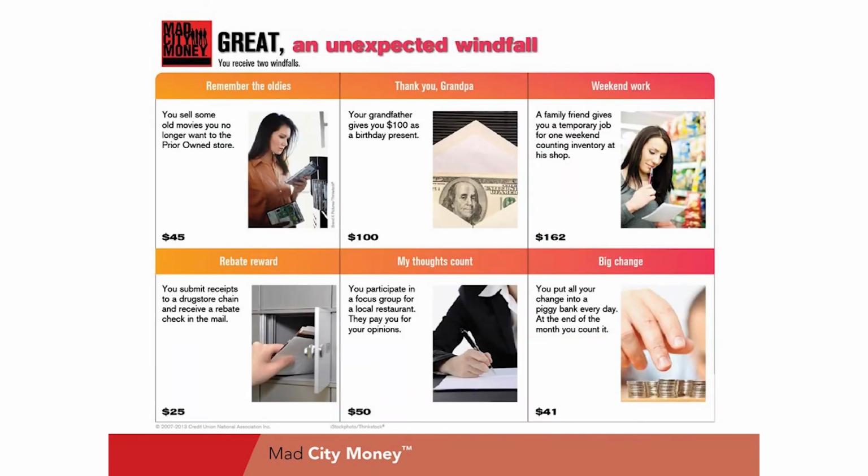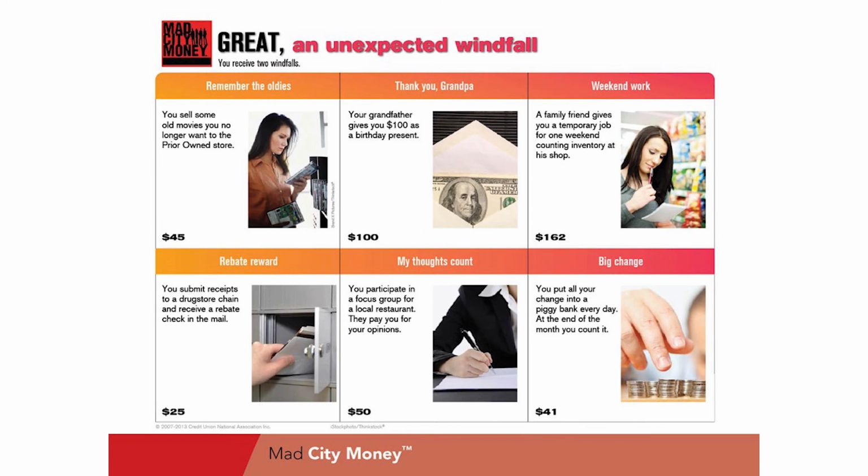Next is an unexpected windfall. You can receive 2 windfalls. First is remember the oldies. You sell some old movies you no longer want to the pre-owned store. Next is thank you grandpa. Your grandfather gives you $100 as a birthday present.